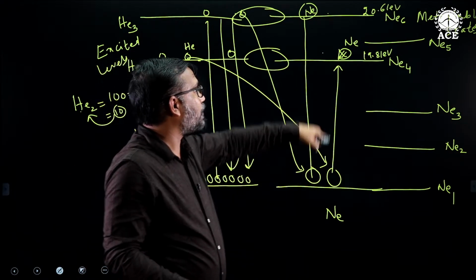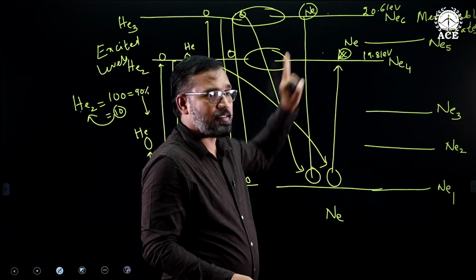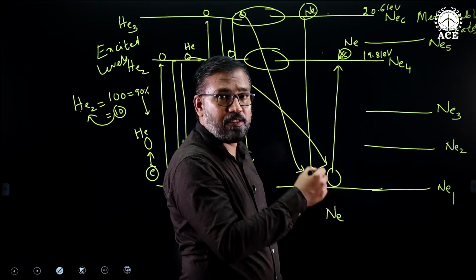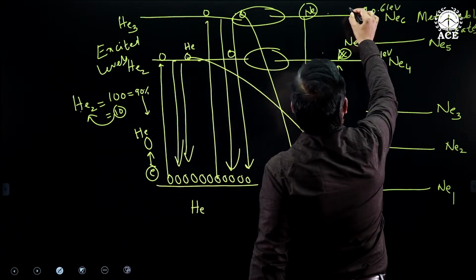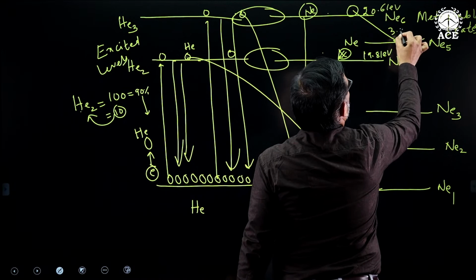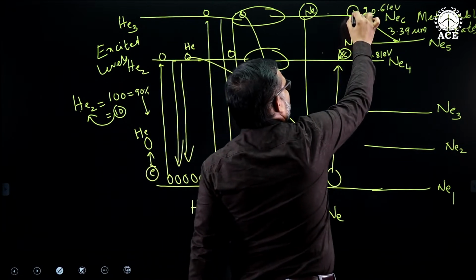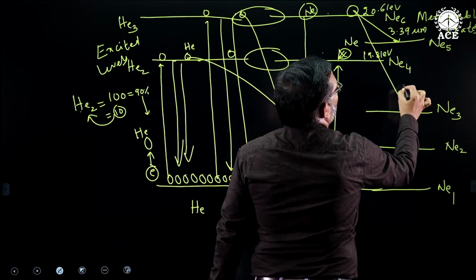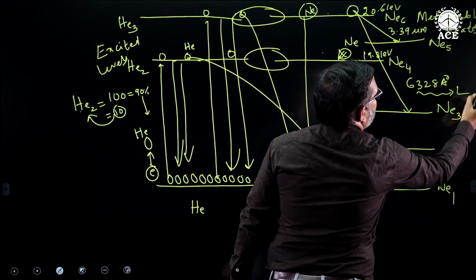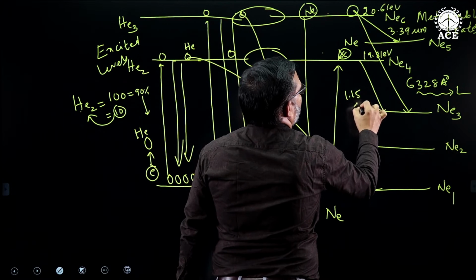These helium atoms interact with the neon atoms, exciting them to neon 4 and neon 6. They are the metastable states of neon. Now they come down to the ground state through different transitions. This neon atom will have a transition from here, 3.39 micrometers. One more transition goes from this one to this one, with a 6328 angstrom wavelength. That is a laser. One more transition from here is 1.15 micrometers.